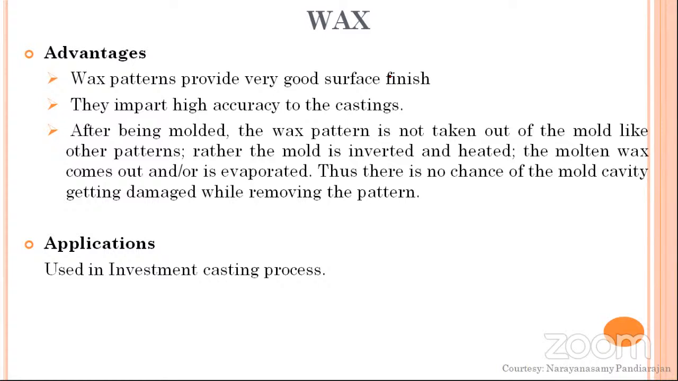The reason is the pattern is used only to make a mold cavity. Once the mold cavity is ready, you will take out the pattern and then pour the molten metal. So nowhere is the molten metal coming in contact with the pattern. Only when you remove the pattern, you will have a cavity, and in that cavity, the molten metal is poured. So it doesn't matter whether you have a wooden pattern or a metal pattern, molten metal will not come into contact with this pattern material.